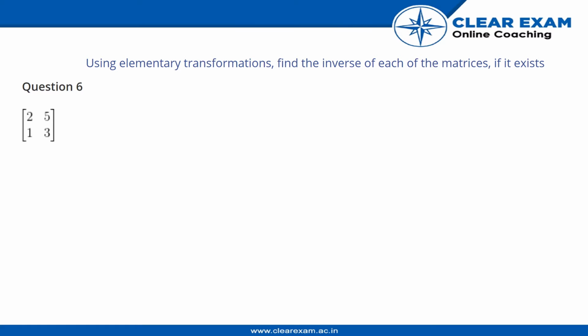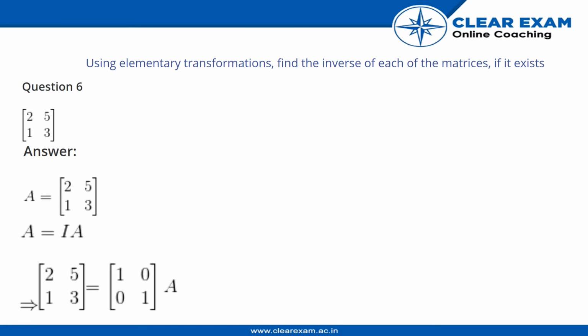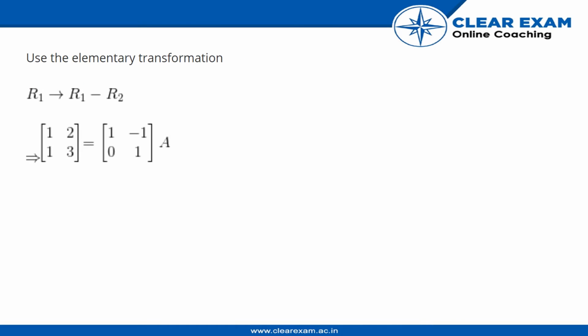Question 6. Using elementary transformations, find the inverse of each of the matrices if it exists in exercises 1 to 17. The matrix is [2, 5; 1, 3]. The answer: let A = [2, 5; 1, 3]. A = IA. This implies [2, 5; 1, 3] = [1, 0; 0, 1] A.